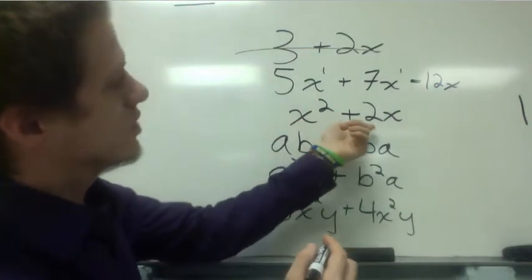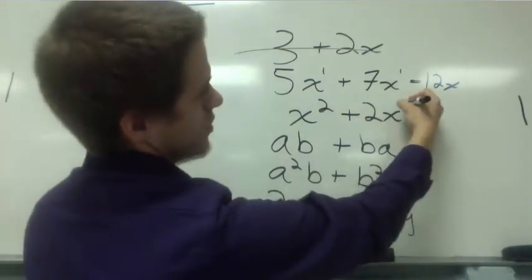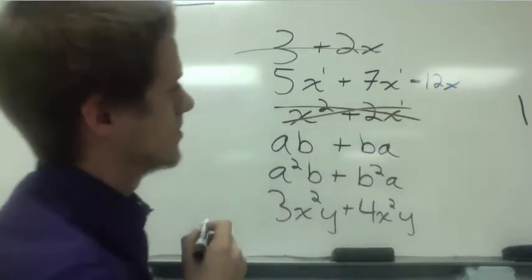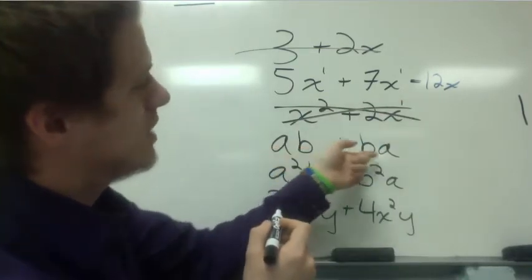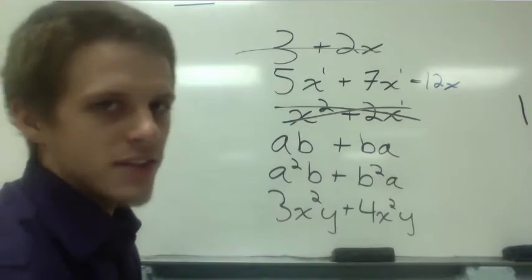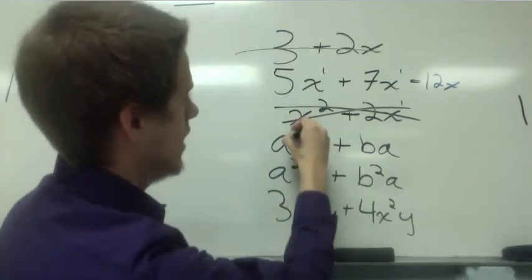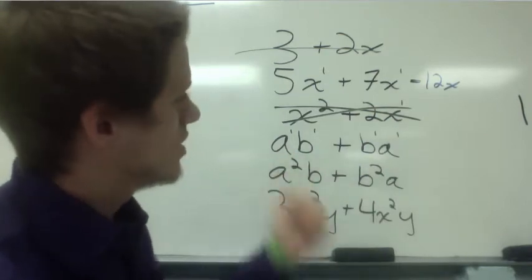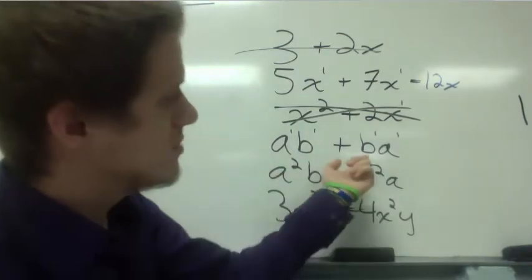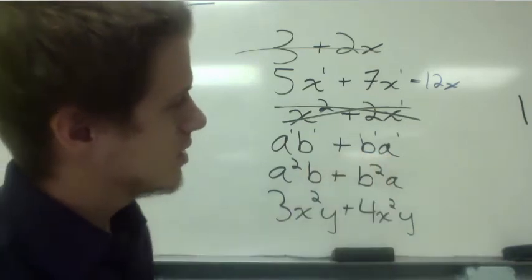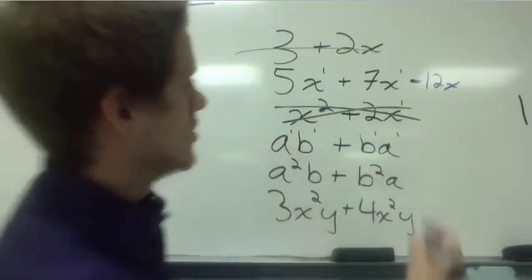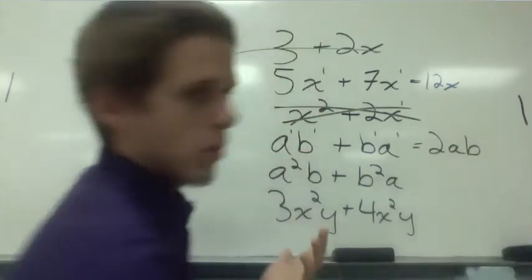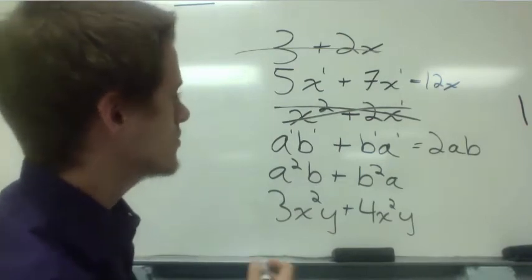X squared plus 2x, well, the exponent on this one is 1, exponents don't match up, so we can't combine those. AB plus BA, so they've got the same variables, they all have the same exponent, but they're in different order. Does the order matter when you're multiplying numbers? Is BA any different than A times B? It's not. So you could write 2AB or 2BA, either one.